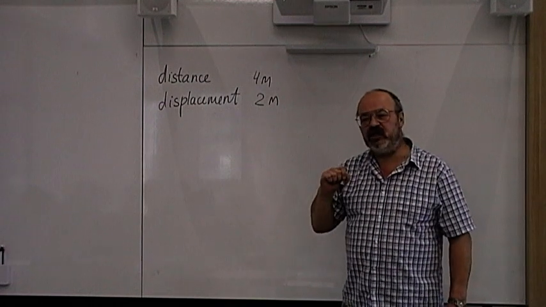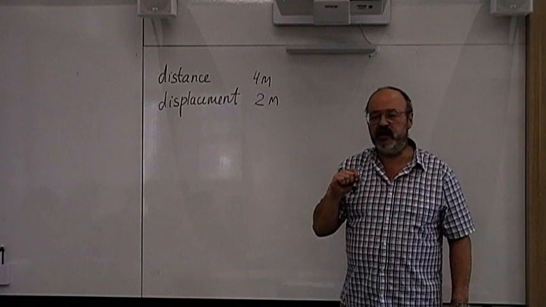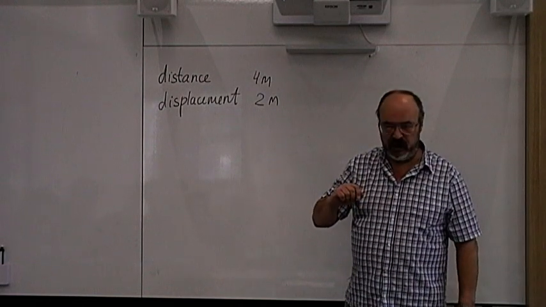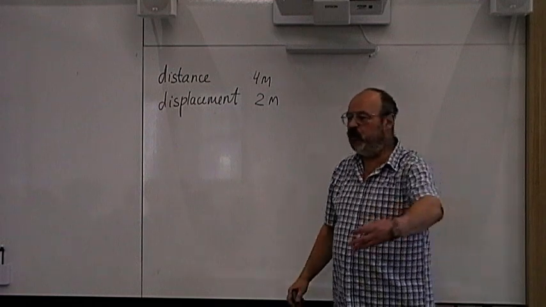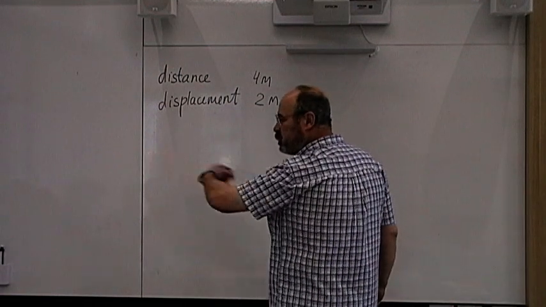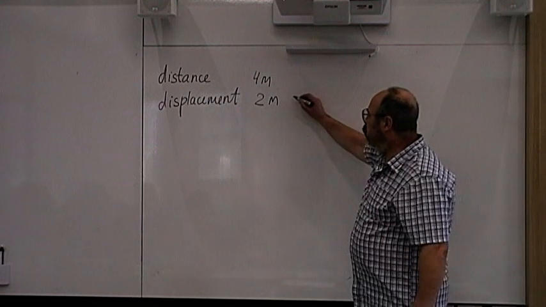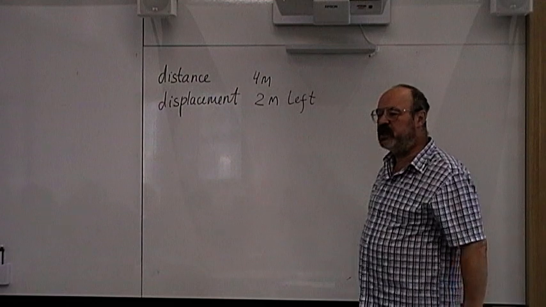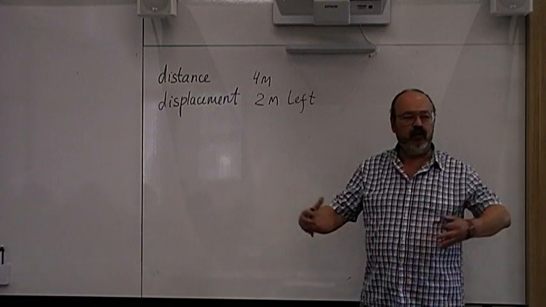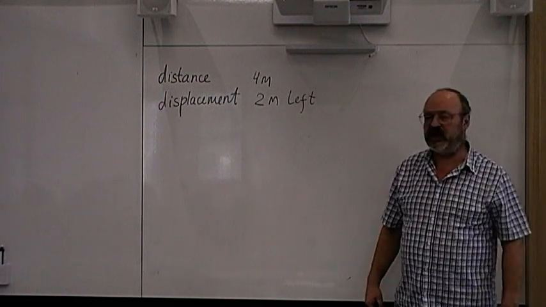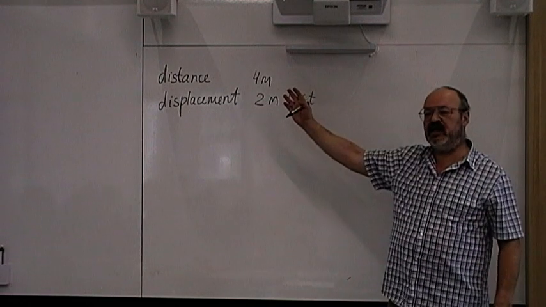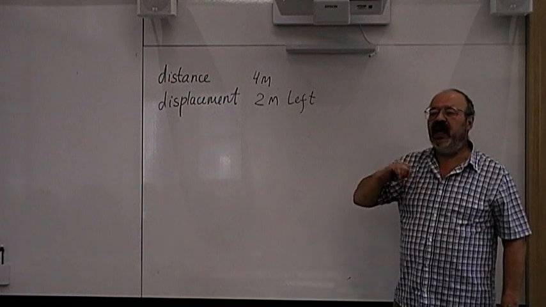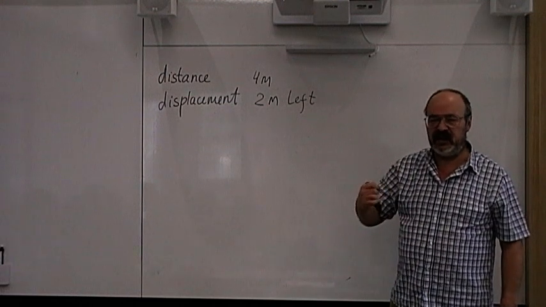But it's not enough to just say 2 meters to describe displacement. It needs to be described in which direction. So in this case, from your perspective, it will be 2 meters to the left. So for displacement, you always must specify not just how big it is, but in which direction. So distance is the length of path, displacement is the change of the position, and we need to specify direction.